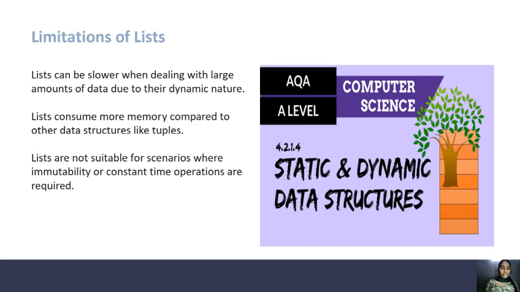Limitations of lists. Lists can be slower when dealing with large amounts of data due to their dynamic nature. Lists can consume more memory compared to other data structures like tuples. Lists are not suitable for scenarios where immutability or constant time operations are required.